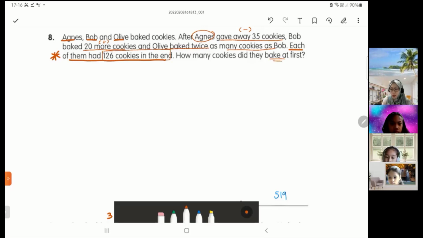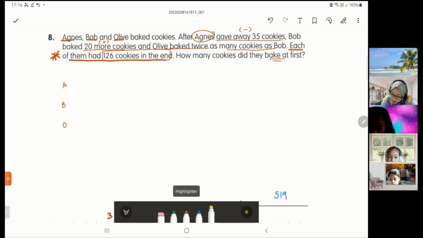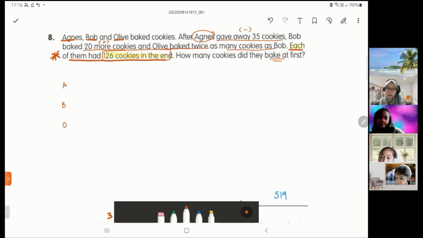Okay, I'm going to do the comparison model first. So Agnes, Bob, and Olive. I'm going to start with, can you see I underline this, 126 cookies in the end, each of them. So I'm going to draw that one first because I know that each of them have equal cookies in the end. We're going to draw equal parts first for everyone.